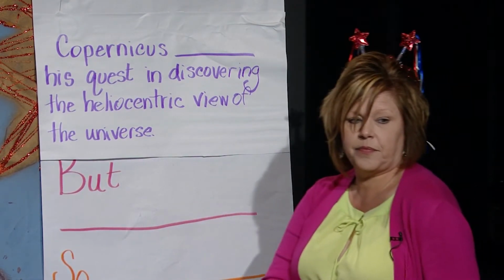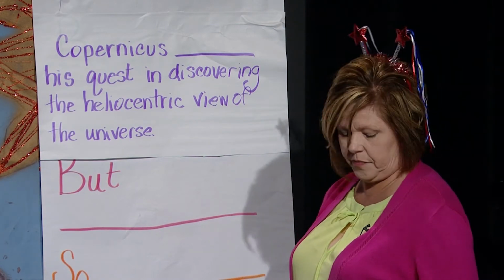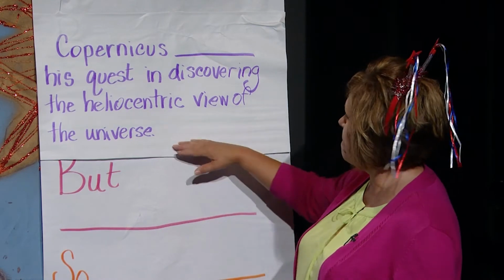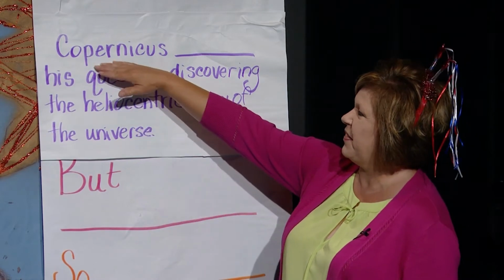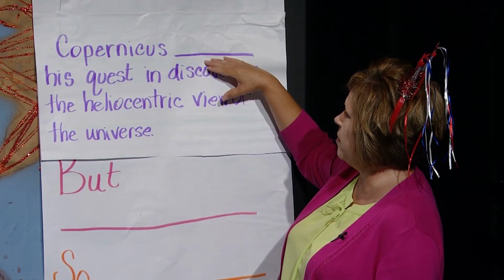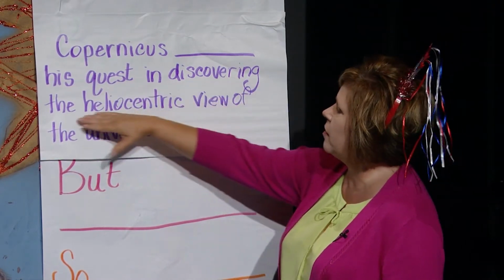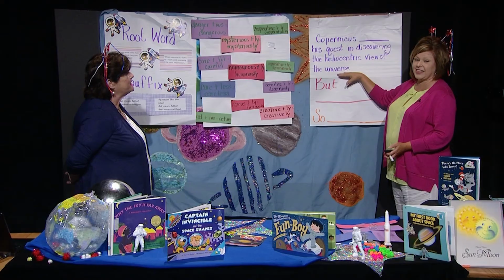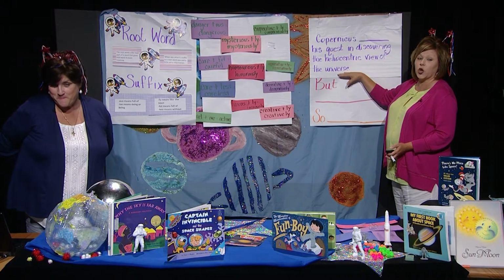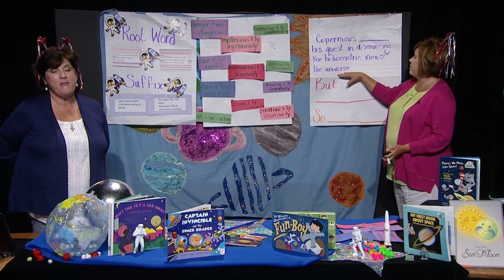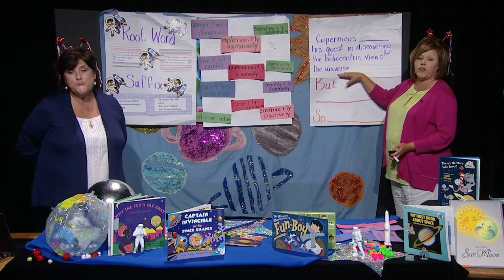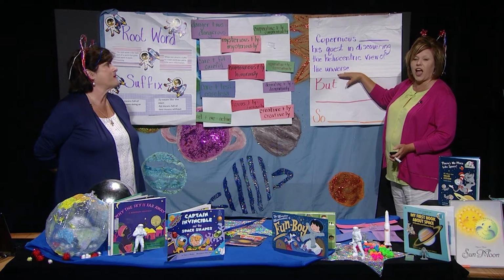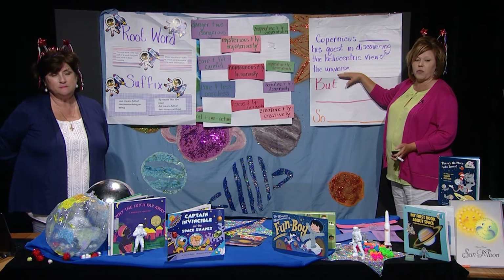Copernicus blank his quest in discovering the heliocentric view of the universe. Okay, you want to read it one more time? Copernicus blank his quest in discovering the heliocentric view of the universe. What are our words? They are furiously or bravely. How many of you agree that it is furiously? I don't see any thumbs up. Y'all are doing an awesome job. So is everyone agreeing that our answer is bravely?